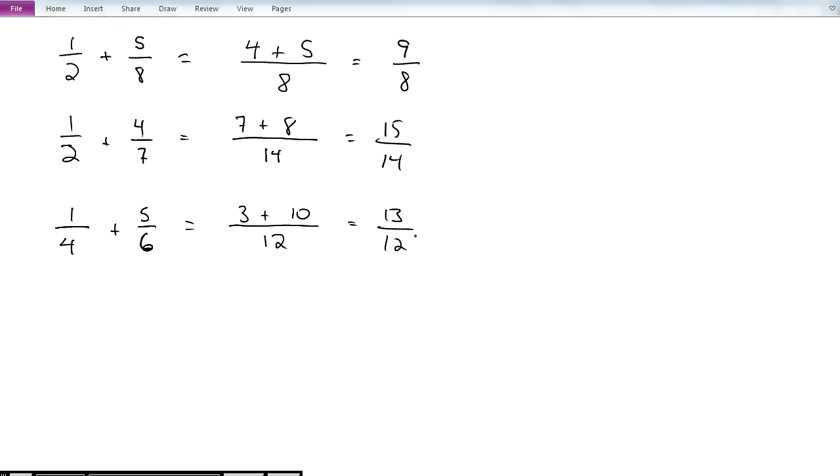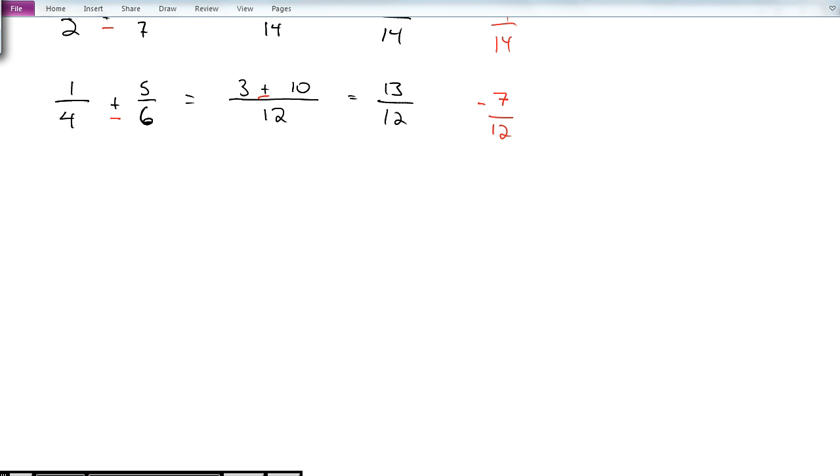That was not intentional. So to reiterate, I could put a subtraction sign here, and here, and here, and the rules work the same. Obviously I get different answers. I would get negative 1/8 here, negative 1/14 here, and negative 7/12 here. So the rules apply the same for subtraction as they do for addition in these particular cases, and finding the LCD is the same.